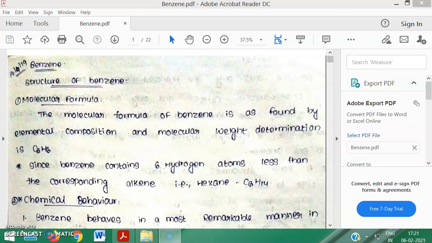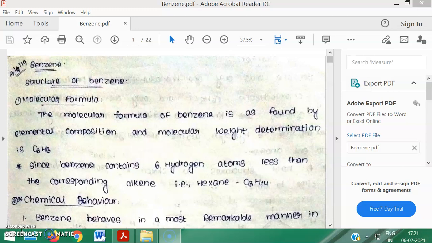So today's topic is benzene, the structure of benzene. Actually, the molecular formula is C6H6. How we can give the structure of C6H6 is explained by this molecular formula, and how we can find out the structure.